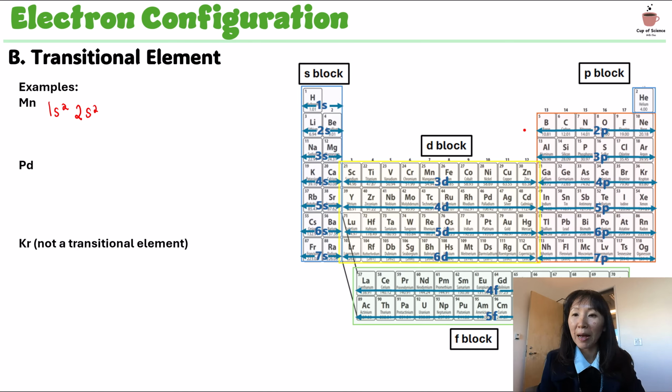Then it'll need to pass all of here. This is 2p, and then 1, 2, 3, 4, 5, 6. So that's 2p6. Next, on the third row, we have our sodium, and it's going to pass magnesium as well. This is 3s1 and 2. So that's 3s2. Then it's going to pass all of these guys. That's 3p6.